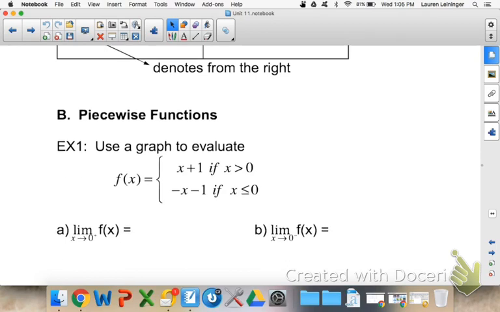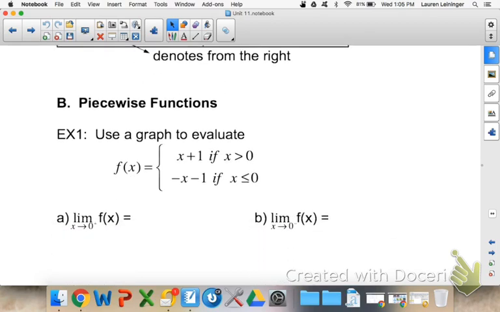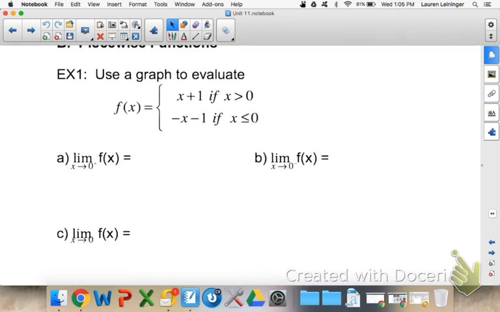It says use a graph to evaluate. I don't honestly think that that's the easiest way to do this. If you understand the restrictions that you see here, it's much easier to just plug in the numbers that you're given. So in this case, it says if x is greater than 0. So we ask ourselves, greater than 0, is that from the right or from the left? Well, greater than 0 would be approaching from the right. Less than 0 would be the section that is to the left of 0.